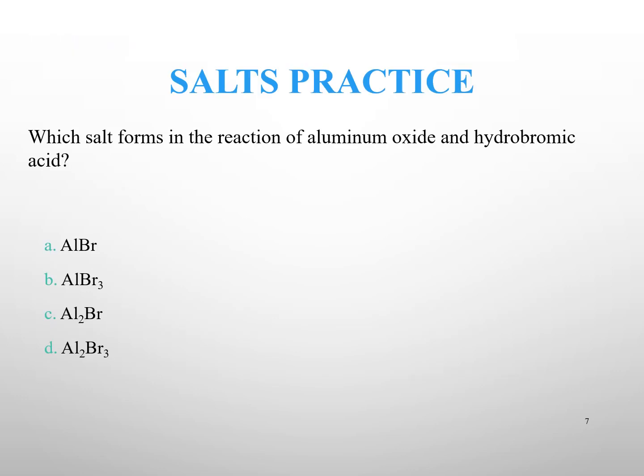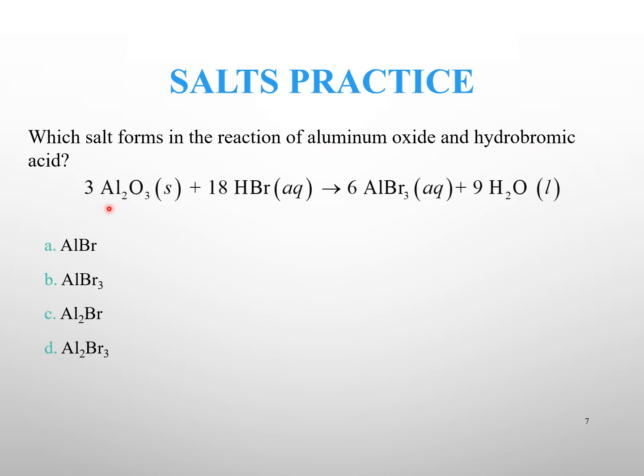So let's practice. Which salt forms in the reaction of aluminum oxide and hydrobromic acid? So again, you have an acid reacting with a metal oxide, you will make salt and water. So your salt is Al and Br combined together, and H will form with O to make water. In this case, Al and Br will pair as AlBr3 because aluminum is 3 plus charge, bromide is -1 charge, so you need 3 of the bromides to pair with 1 aluminum, so you need to have AlBr3. So our answer will be B.